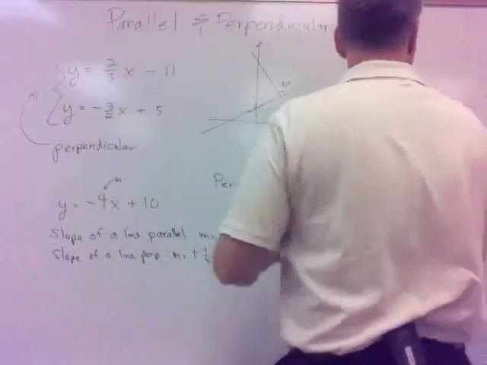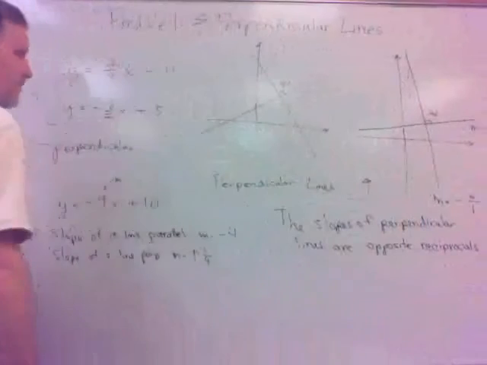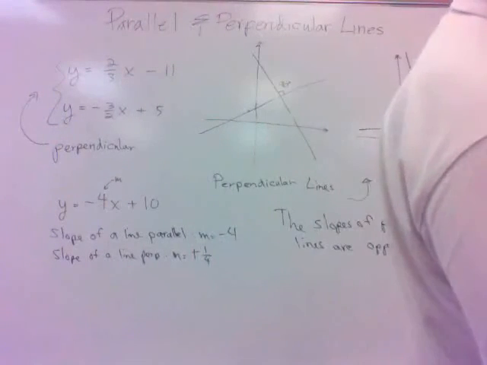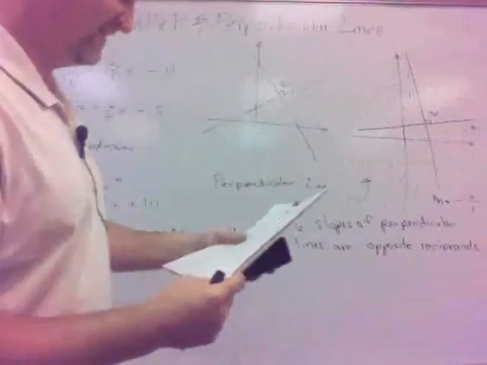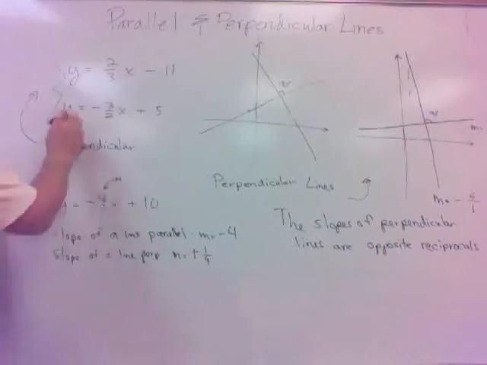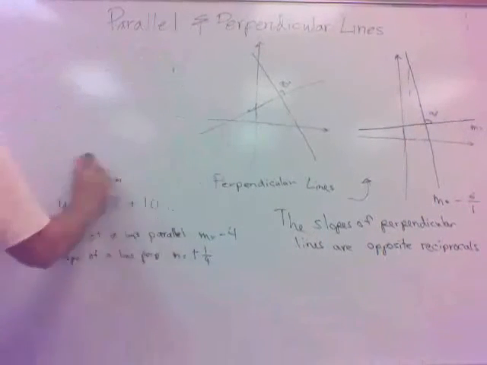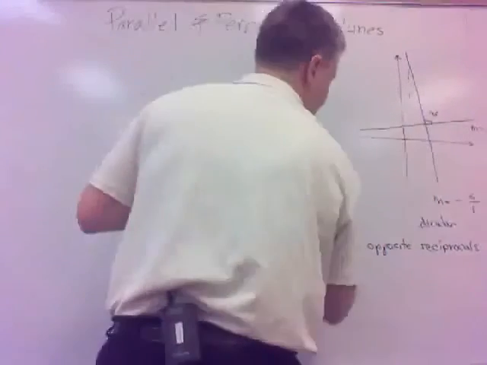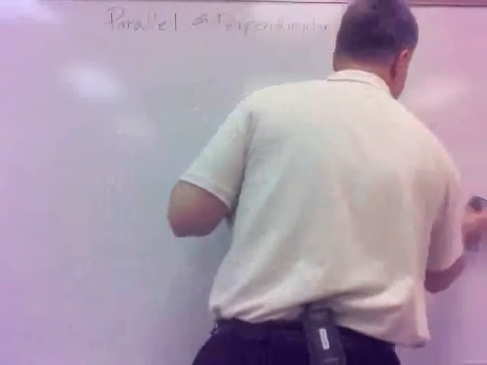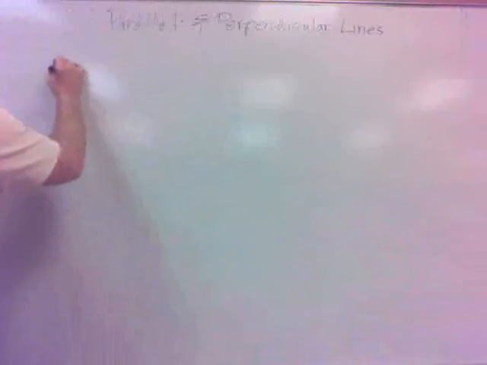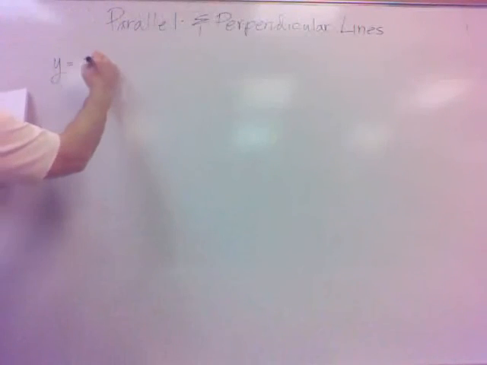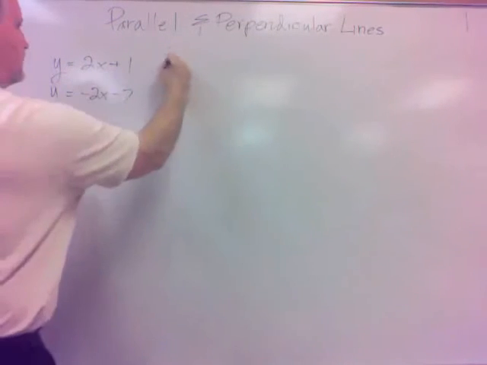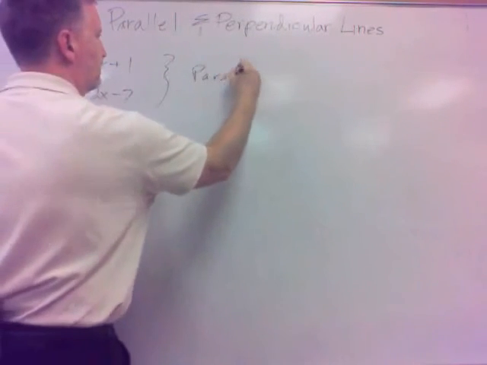Okay. All right. Well, let's see. Okay, so we did that one. All right, here's another one like that. Oh, let me do this one first. Say we've got two lines, y equals 2x plus 1 and y equals negative 2x minus 7. Are those either parallel or perpendicular?